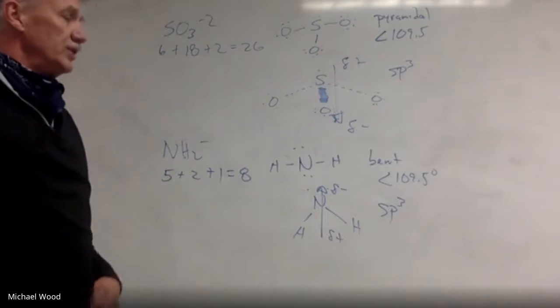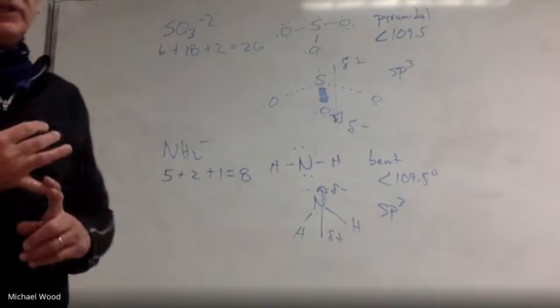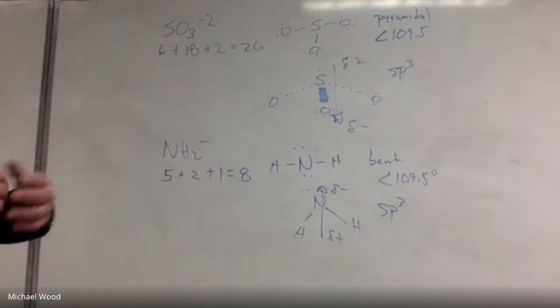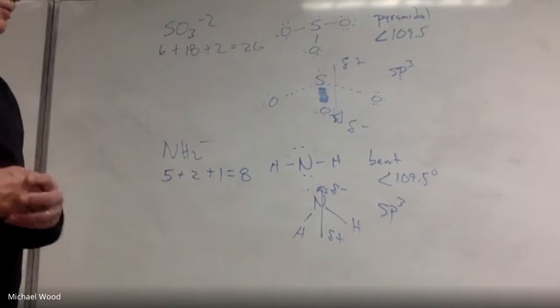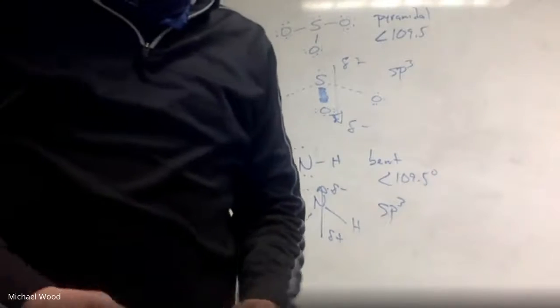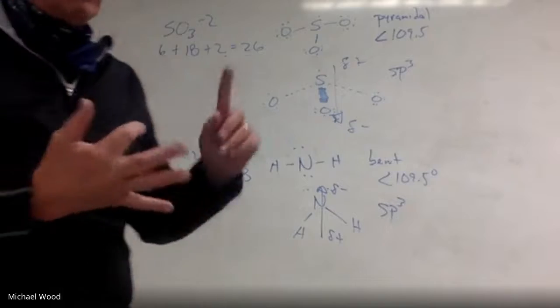How many electron domains? If there's 2 electron domains, then it's sp hybridization. If there's 3 electron domains, it's sp2. If there's 4, it's sp3. And we're going to talk about 5 and 6 electron domains right now. Okay, we okay with that? Dots, shapes, bond angle, polar, nonpolar, and now hybridization.